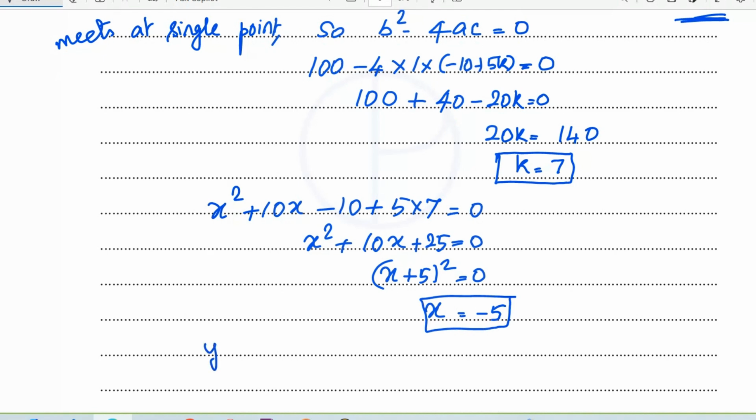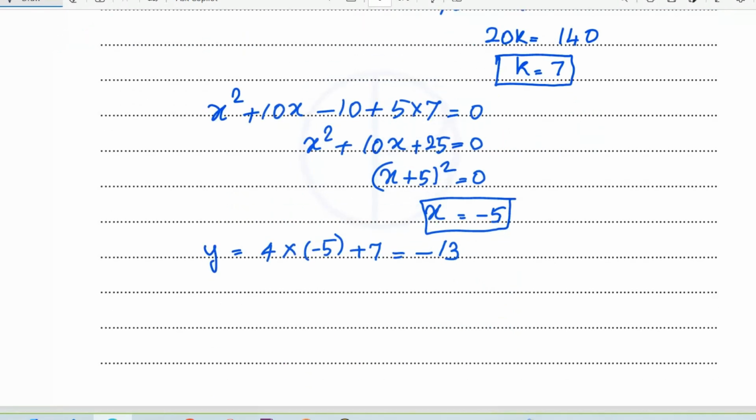So then what is the y value? y is equal to 4 multiplied by negative 5 plus 7, which is equal to negative 20 plus 7, so negative 13. So the coordinates of P are (negative 5, negative 13).